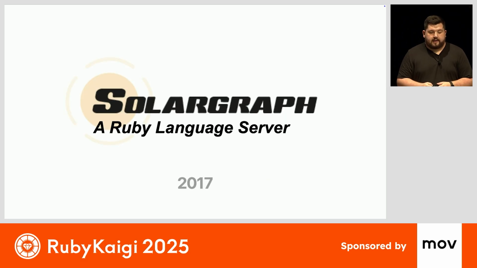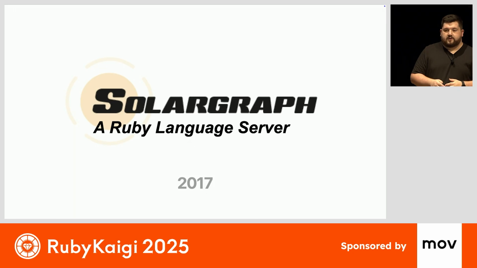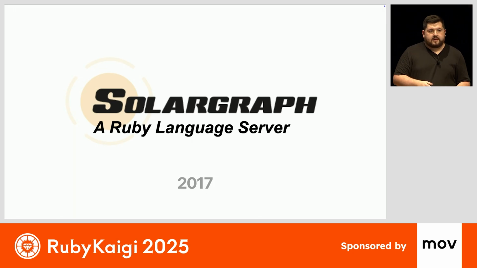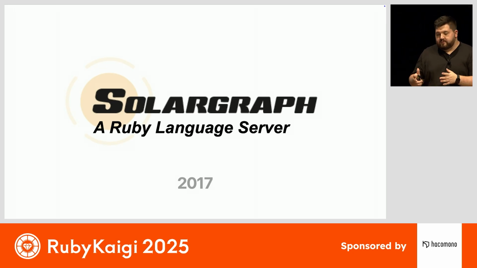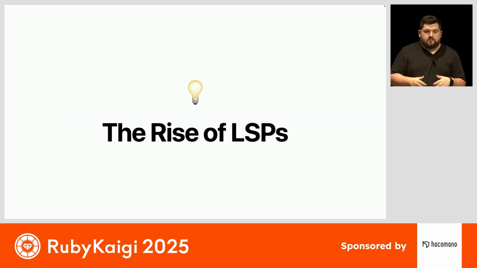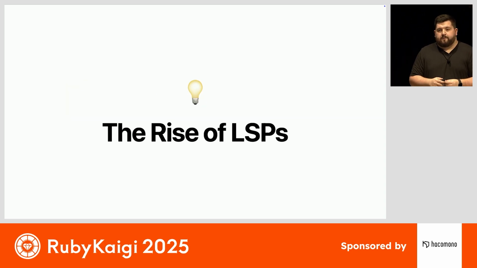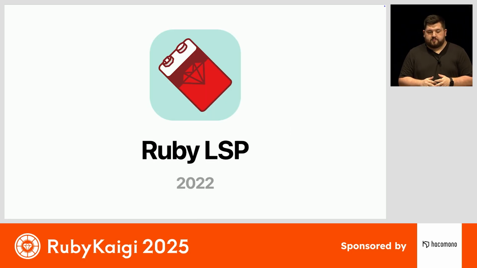And a year later, we got the first language server for Ruby, which was called Solargraph. At this time, more and more of these LSPs showed up on the scene, and we got tools like the Python LSP, the TypeScript LSP, and the Tailwind LSP. For Ruby, Solargraph showed that it was possible to do it even though Ruby is such a dynamic and flexible language. But then later in 2022, we got the Shopify Ruby LSP, which really improved the way language servers work for Ruby.